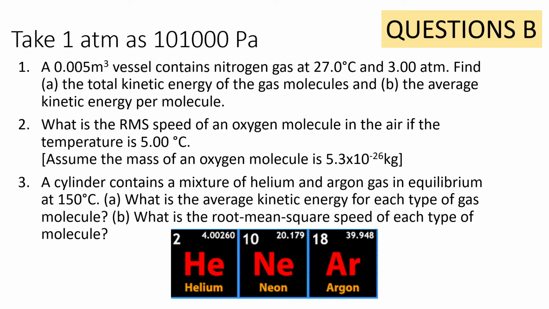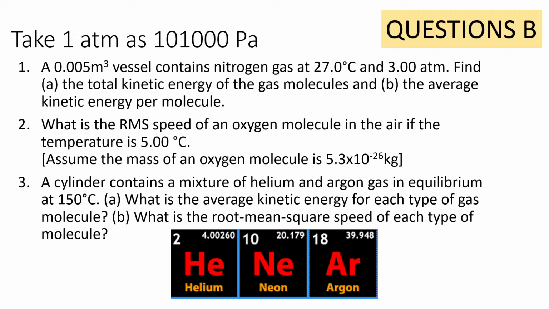For these three questions, take 1 atmosphere as 101,000 pascals. I think it's normally 101,350 pascals, but just take one. It says here, take 1 atmosphere as 101,000 pascals.